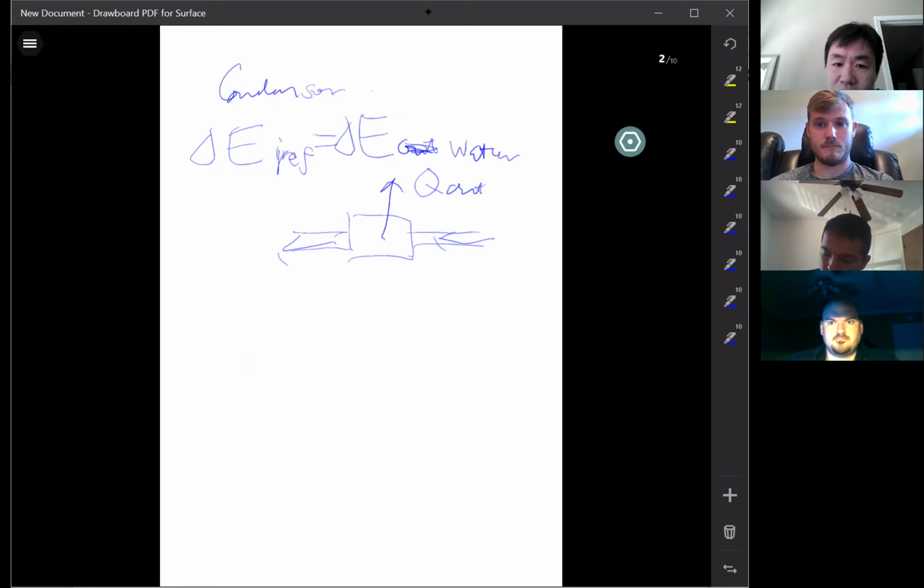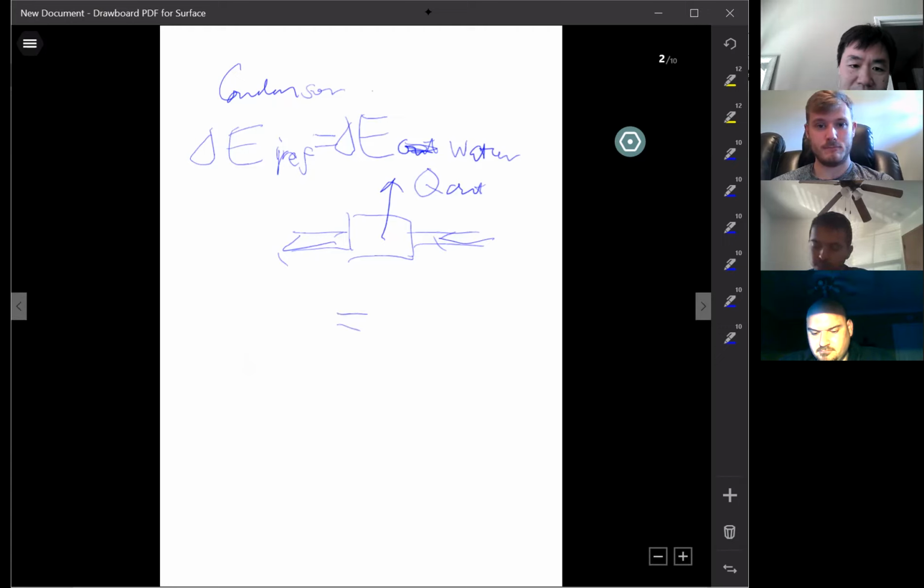Okay, so what is the energy change in the refrigerant before and after the condenser? The left-hand side of the equation is the mass flow rate of the refrigerant. See, our unknown is there, right? Times what? Anybody remember?